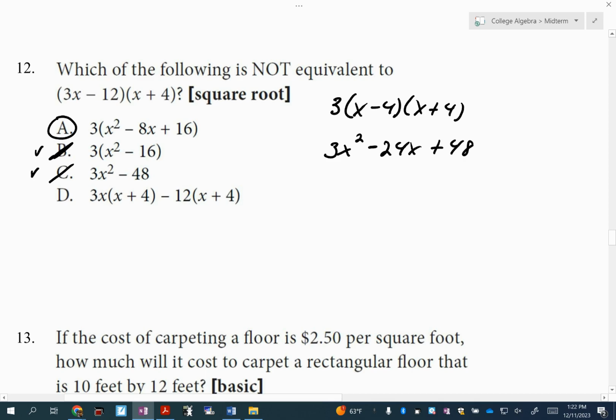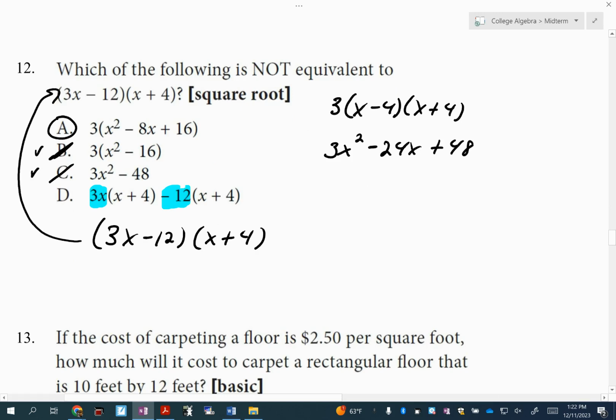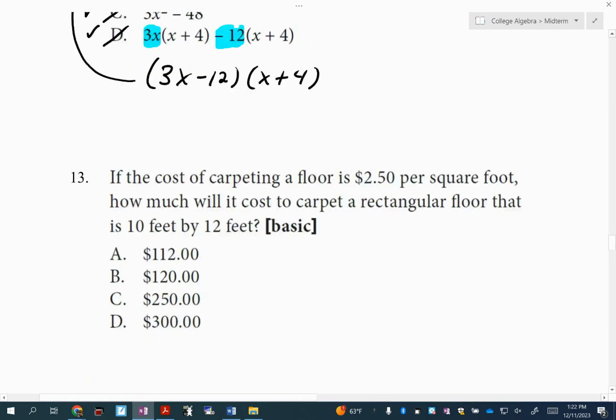It's not equivalent. If you wanted to multiply this out, or if you remember your factor by grouping lessons from Algebra 2 in my class, whenever you take these things out from the groups, they actually make their own factor, and you bring down the common factor x plus 4. You'll notice that matches this. So that's why this one, D, is not the answer. It's also equivalent. So the answer for 12 is A.